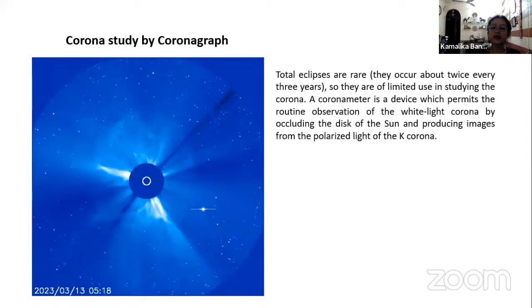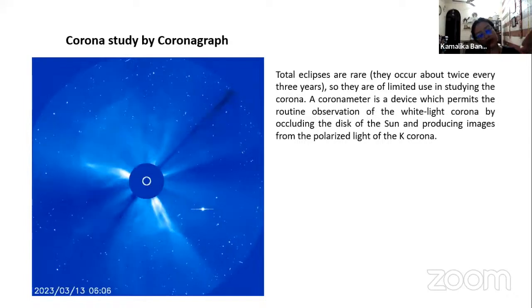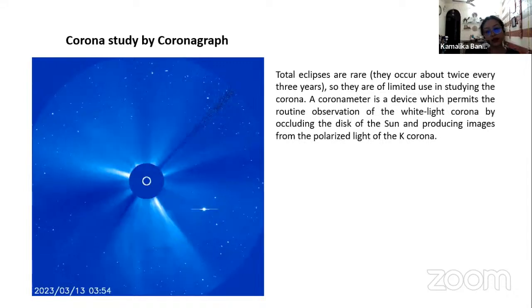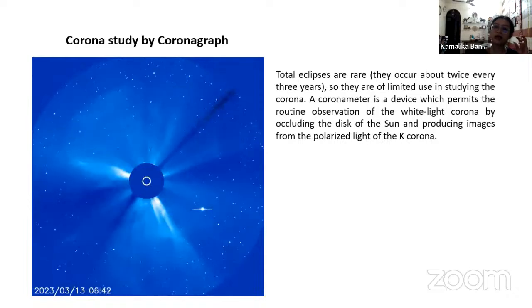Now, this coronagraph, which is already there in the Aditya L1 mission, is located at the L1 point and has an uninterrupted view of the sun and all the energy that it is getting from the sun. It has a solar disk, so that the main light of the sun is blocked, and it is able to read the corona like this.